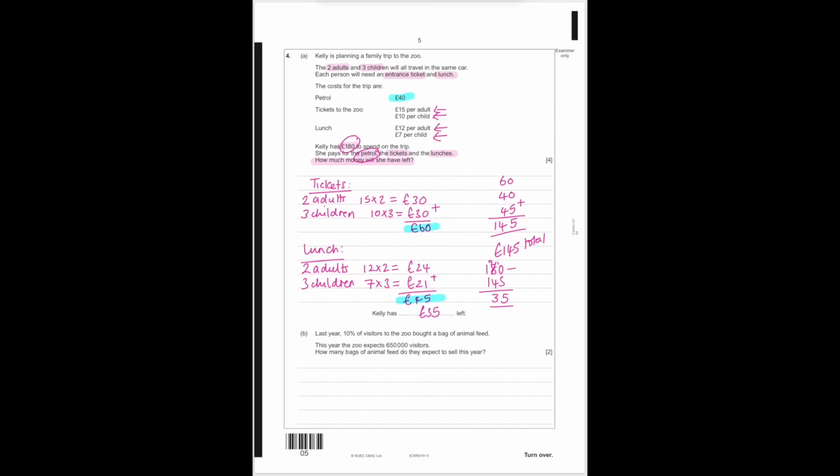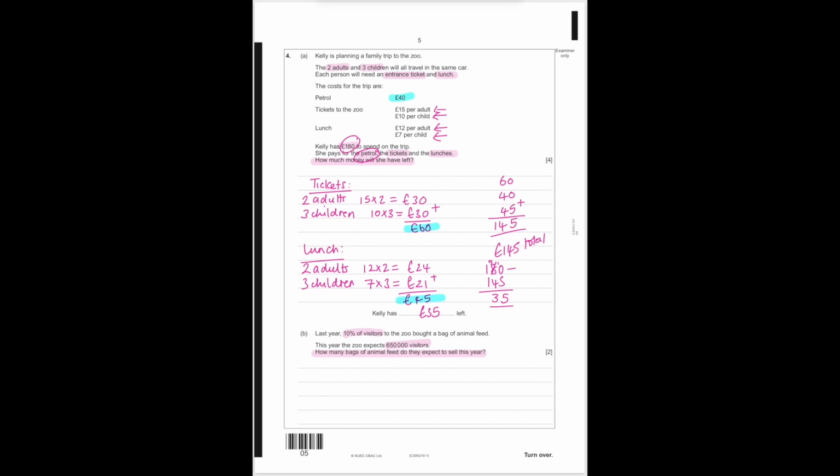Part B. Last year, 10% of visitors to the zoo bought a bag of animal feed. This year, the zoo expects 650,000 visitors. How many bags of animal feed do they expect to sell this year?